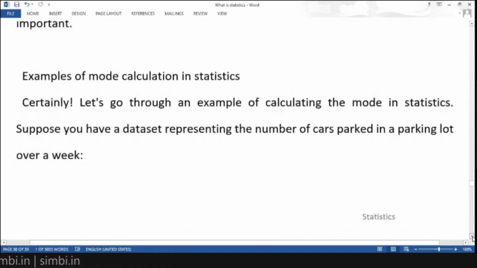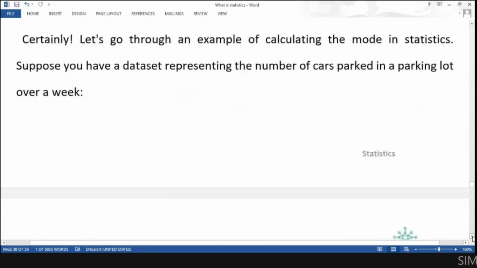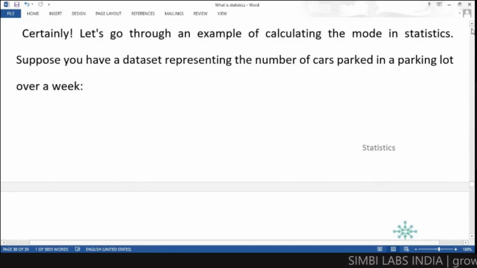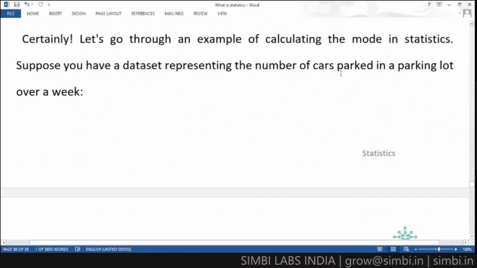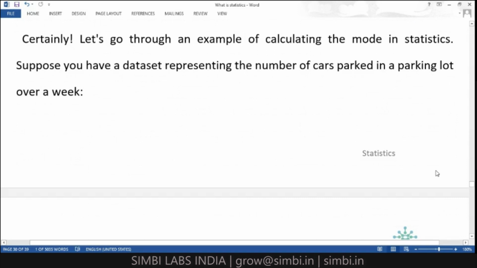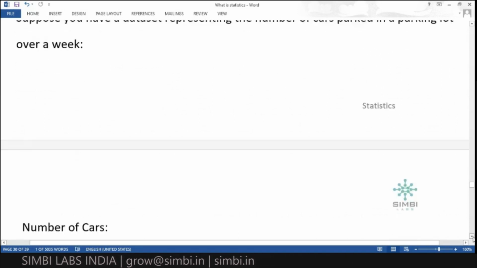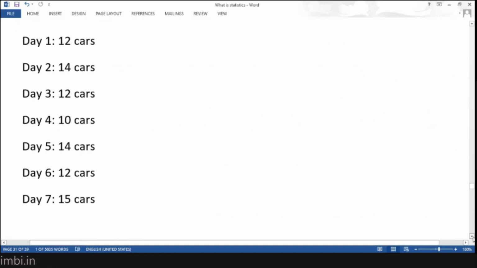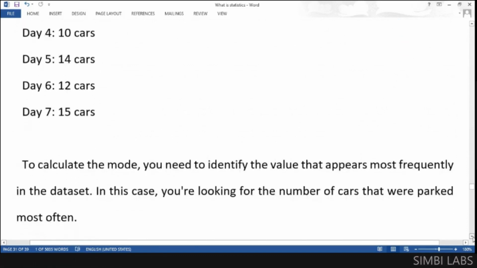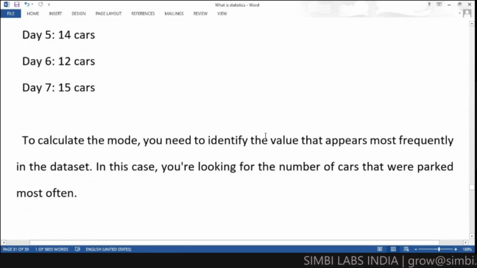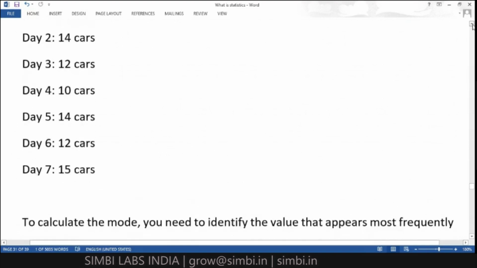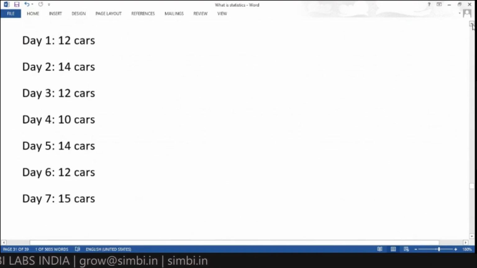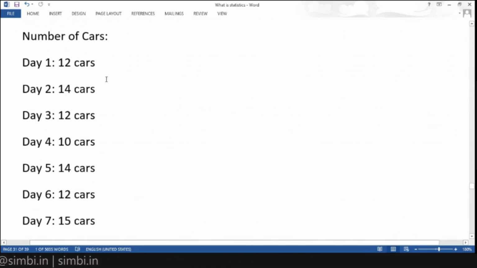For example, we can see, suppose a data set represents the number of cars parked in a parking lot over a week. This many cars are parking in that area. To calculate the mode, you need to identify the value that appears most frequently. We can see in the days till day 7, how many cars are frequently parking.